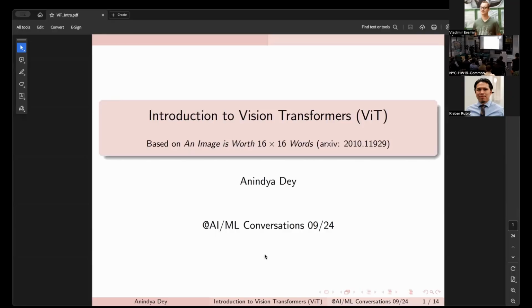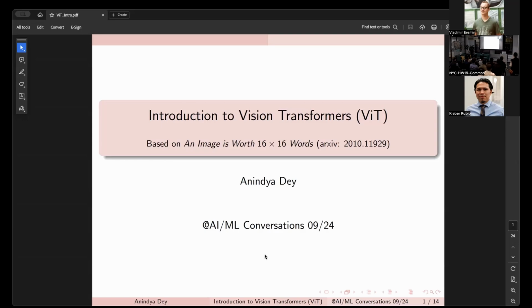I'll give a rather pedagogical introduction to vision transformers. I'm given to understand that there will be a part two of this talk, where I'll talk about the training part of the vision transformer. For this talk, I'll mostly talk about the architecture and what self-attention does to the task of image classification.